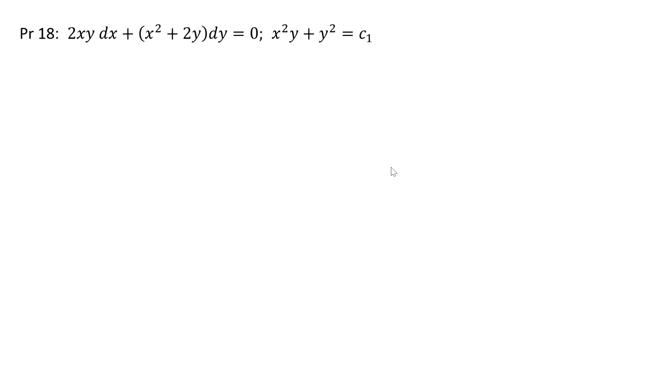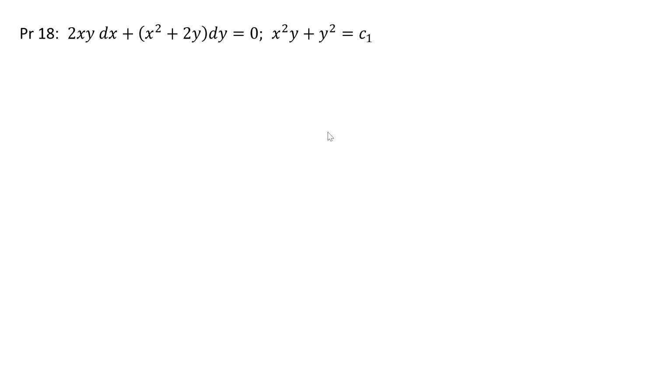Okay, but wait a minute. Up until now, did we have the solution to be y equals some function of x? But now we have something like x squared y plus y squared equals c1. And we are being asked, is that a solution? That's a weird looking solution. Not really. This is what is called an implicit solution. You don't have y as a function of x explicitly expressed that way.